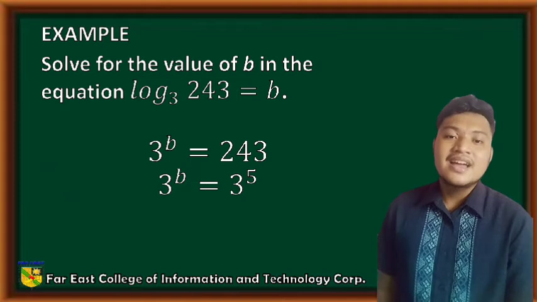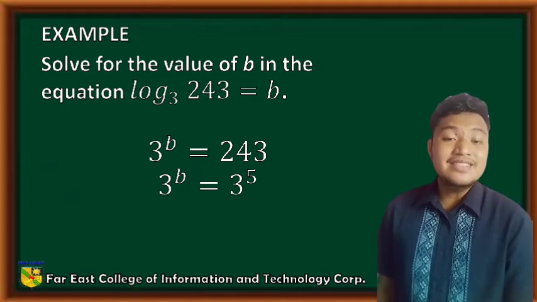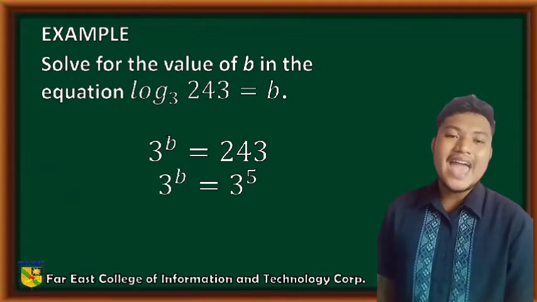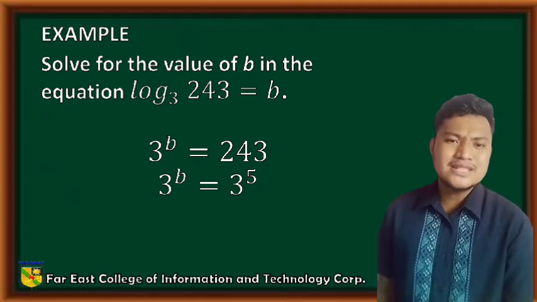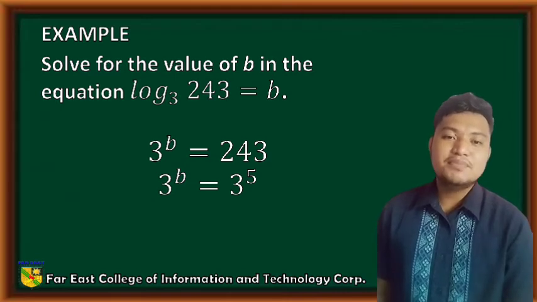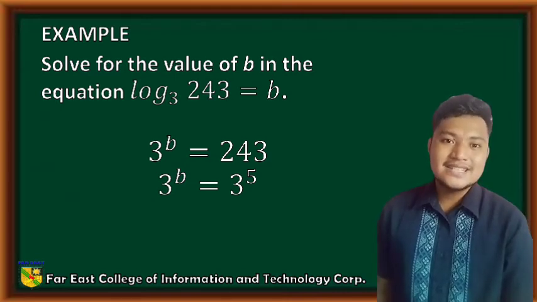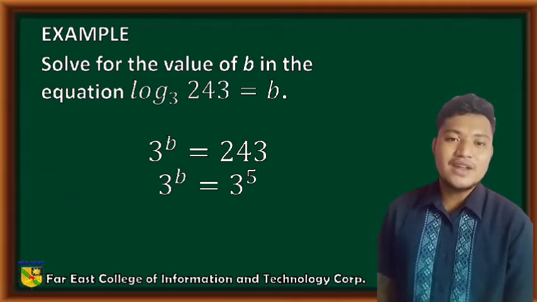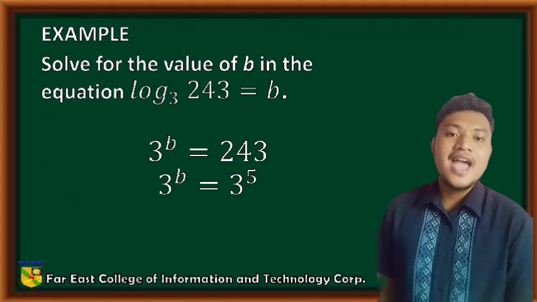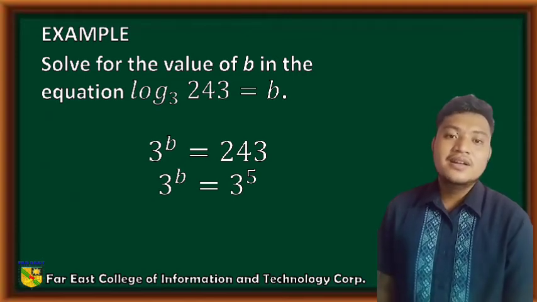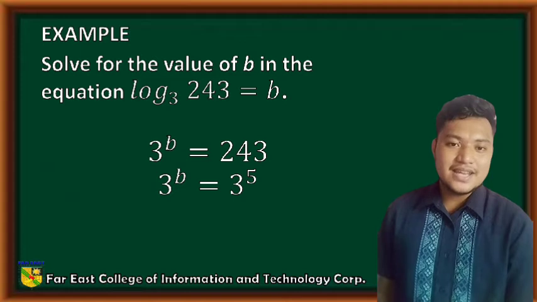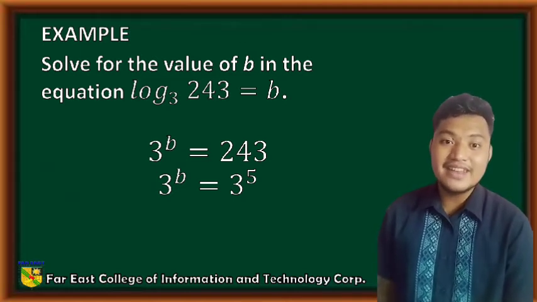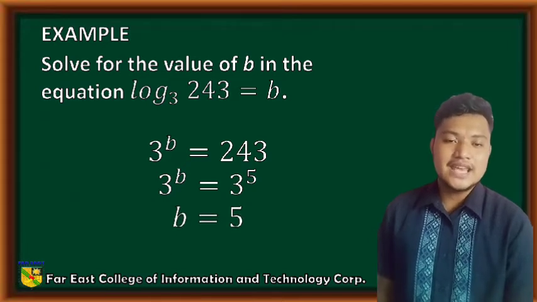And then, apply the property of equality of exponential form. If they have the same base, you need to cancel them. What remains are the exponents, and they serve as our equation. So, cancel the base 3, and what remains is b is equal to 5. So, this is the final answer: b is equal to 5.